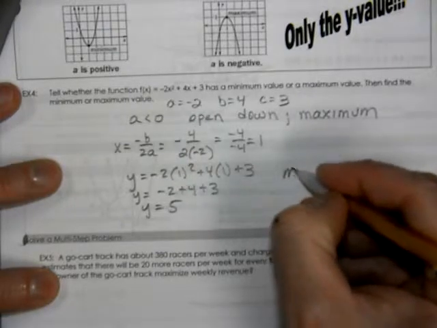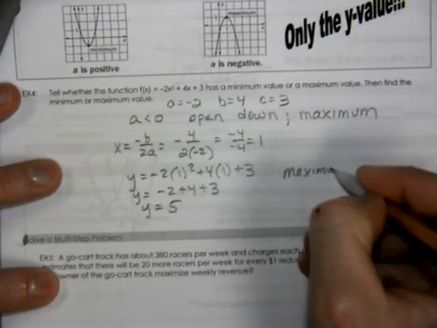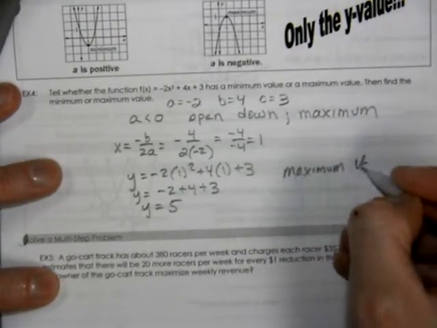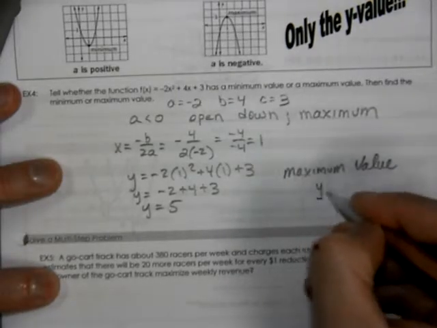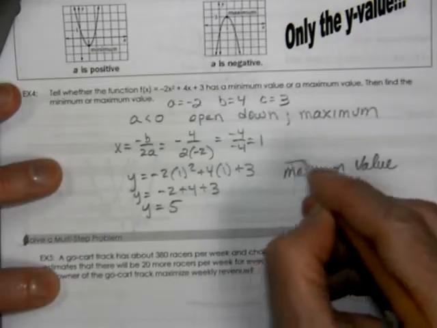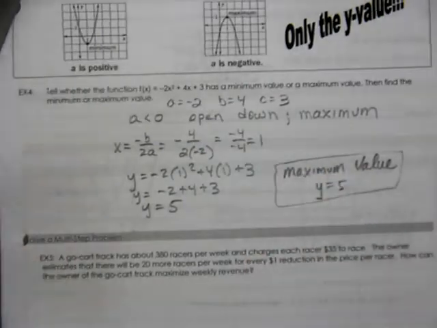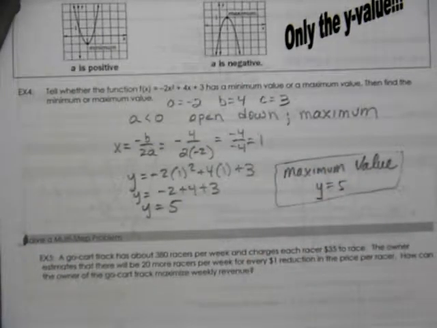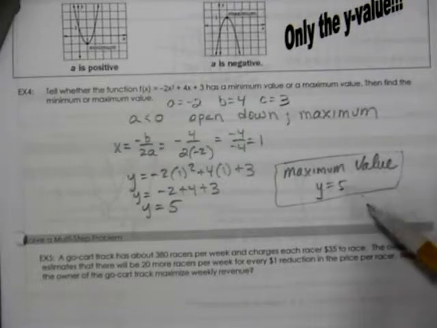So we know that the max value is y equals 5. It is not the coordinate (1, 5). It happens when x is 1. But when they're asking for the maximum value or even the minimum value, they're just looking for the y coordinate, which is 5.